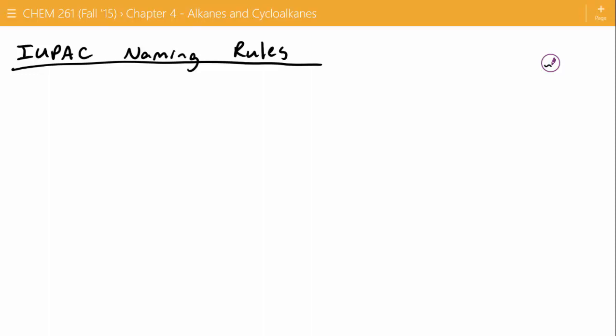So IUPAC stands for the International Union for Pure and Applied Chemistry, and it's actually a meeting that's held every few years where they come up with a list of rules for definitions and naming. So they're the ones in charge of the naming system. I won't lie, it's really dry, it's very tedious, but we have to learn it.